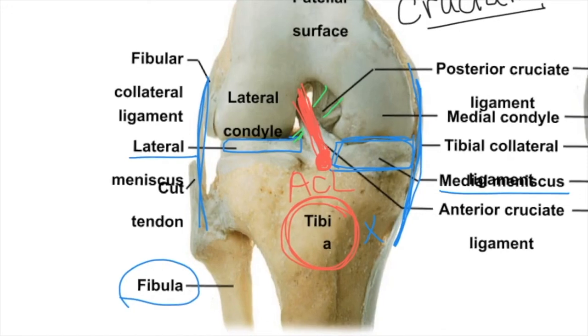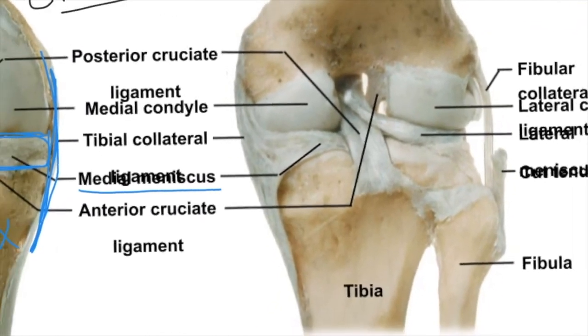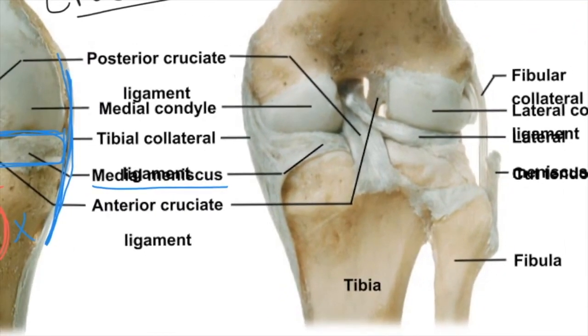Then if we look at the posterior view, we can see the PCL better on this one. So here we have those crisscrossing ligaments again. Okay, and we see this one right here. And look at it, it's attaching here to the back side or the posterior side of the tibia. So this one is going to be called the PCL because it's attached to the back of the tibia. It goes to the front of the femur.